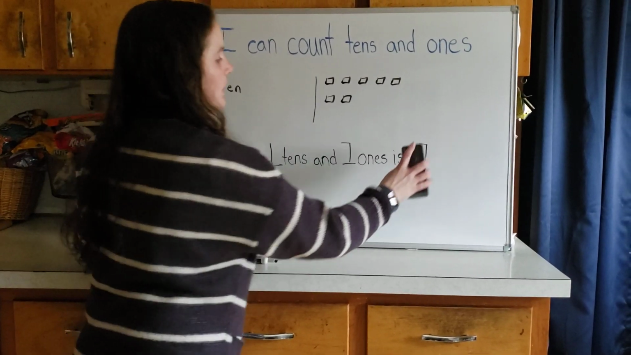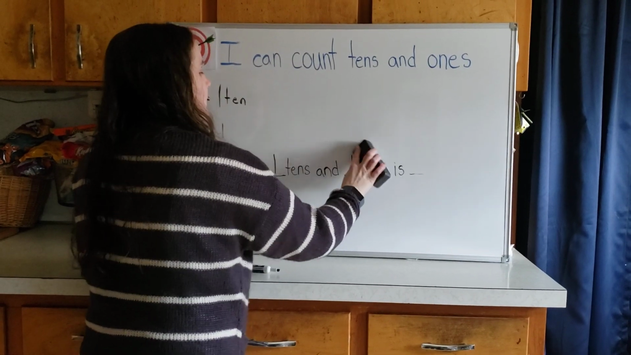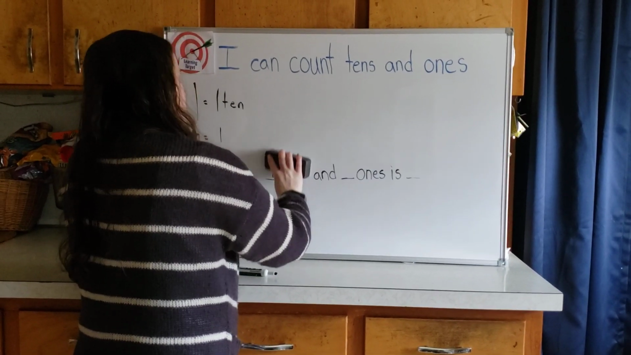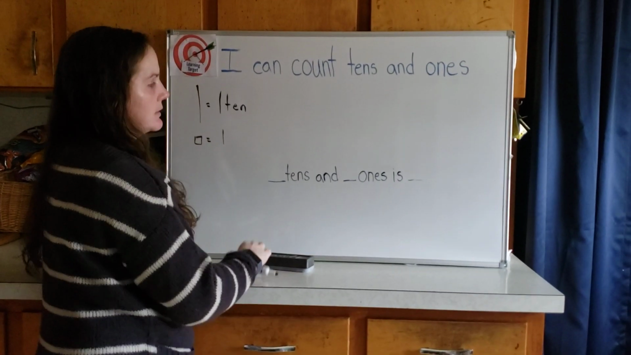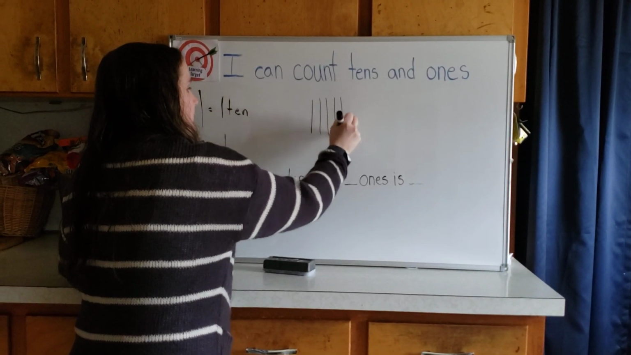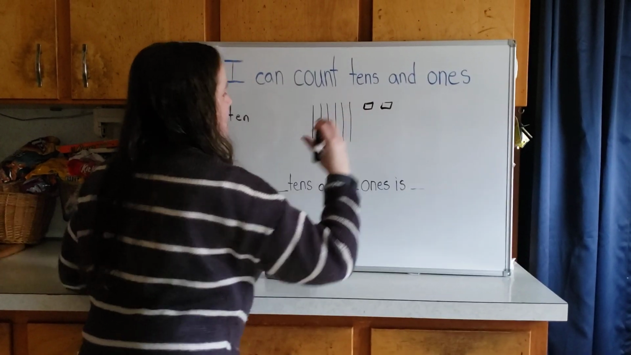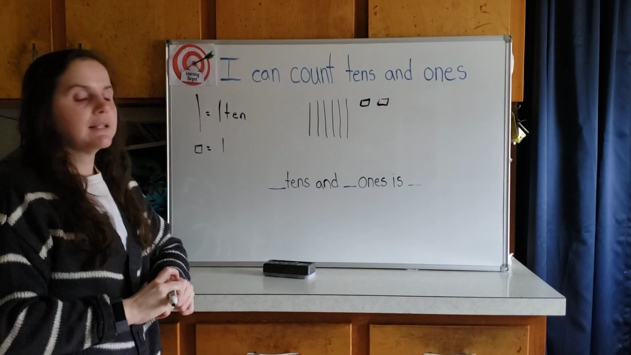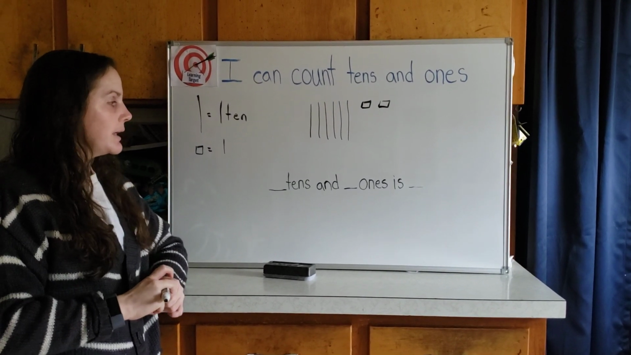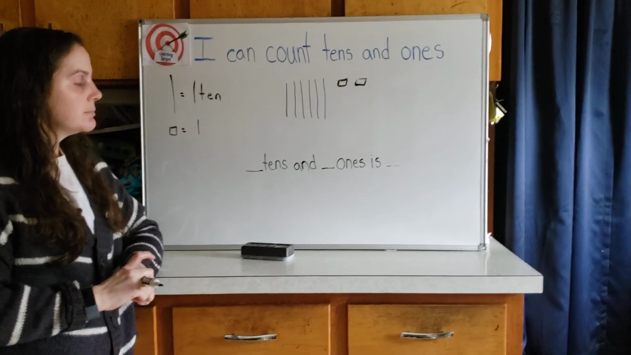All right, we're going to do one more, but this time before we solve it together, I'm going to give you a little bit of time to solve it all by yourself. All right, take a look. Let's see if you can figure out how many tens and how many ones there are, and then what number I'm showing you.